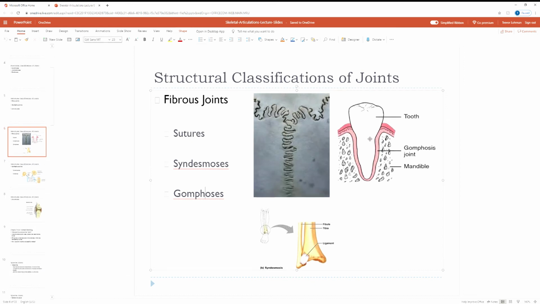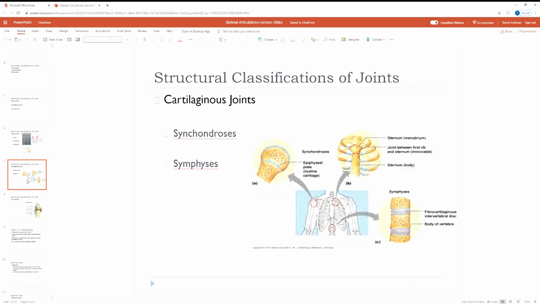You don't want your teeth wiggling and you don't want your sutures wiggling. If your sutures are wiggling, you're having a pretty bad day. So let's go to cartilaginous joints. So two types, synchondroses and symphyses. Synchondroses are held in place by hyaline cartilage.